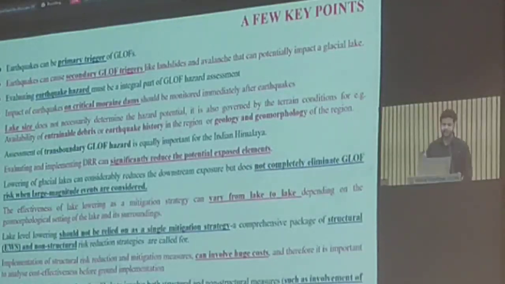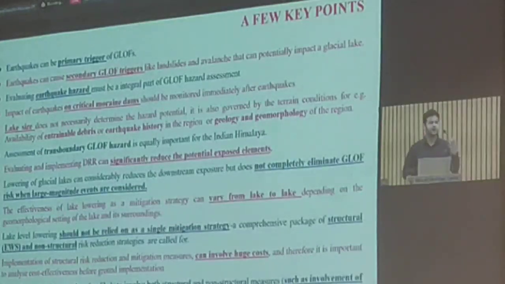Earthquakes can be primary triggers of glacial lake outburst floods. Earthquake can be cause of secondary triggers like landslides, avalanches. And evaluating earthquake hazard must be an integral part of glacial lake outburst flood hazard assessment. And of course, disaster risk reduction measures significantly reduce the potential exposure. And finally, lake lowering should not be considered as the only solution. There are other solutions like involvement of the community, which is non-structural, basically talking to people, giving awareness, and then build resilience to the community.